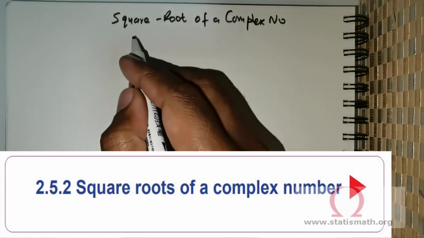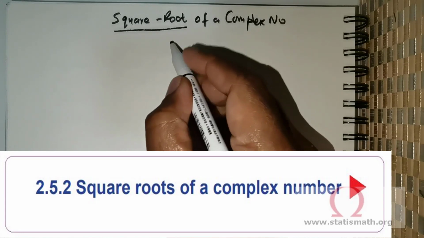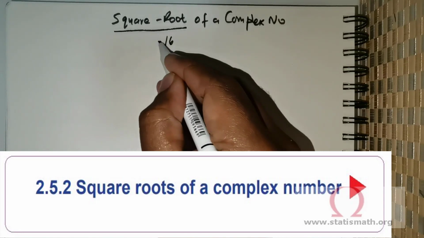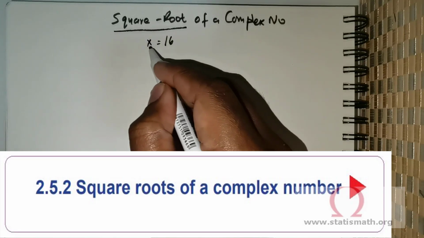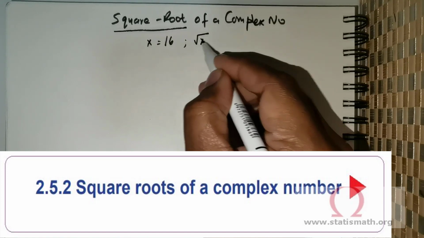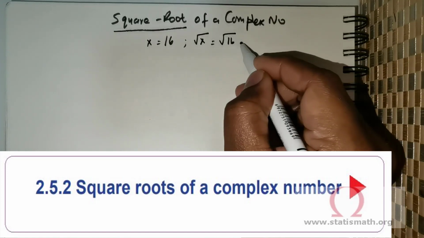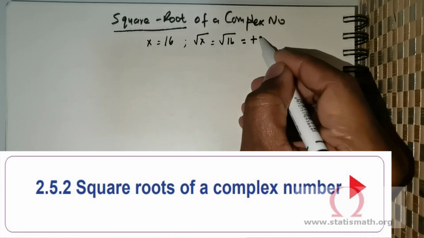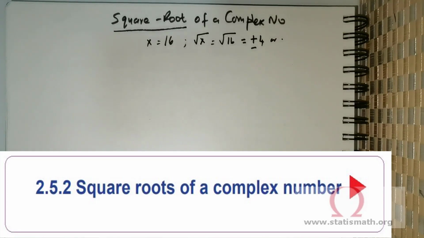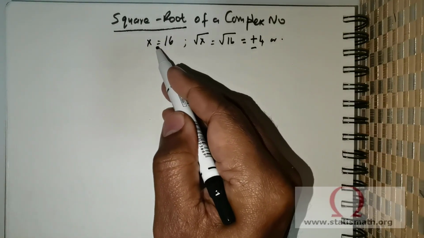Students, in this class, we will study the square root of a complex number. Now, if you are given, say, 16, and x is the number, and you are asked to find the square root of x, then you write it as root of 16, which is equal to plus or minus 4.